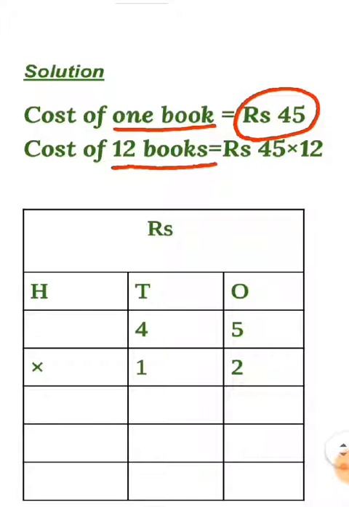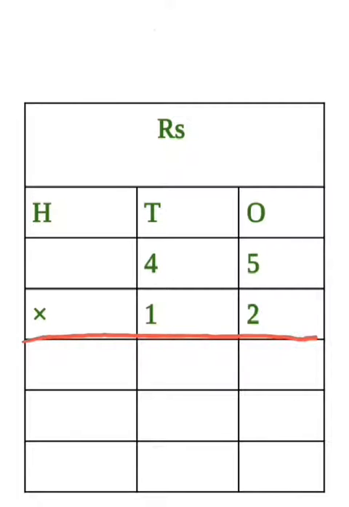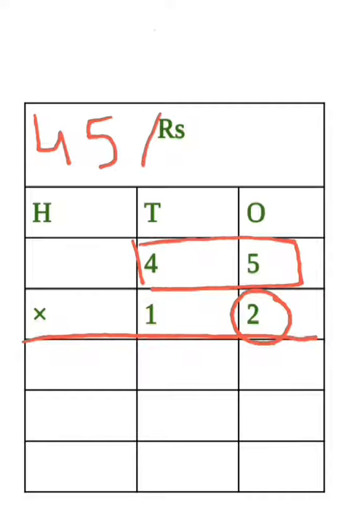So children, in order to find the cost of 12 books, we will multiply 45 rupees by 12, because we have to find the cost of 12 books. So let us multiply 45 rupees by 12 books. Now children, first we will select ones digit number first to multiply this 45. That means 45 will be multiplied by 2 in the first step.